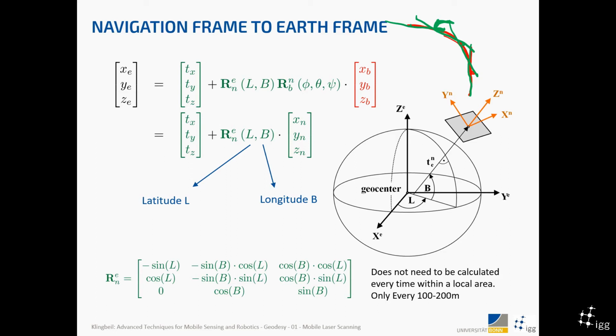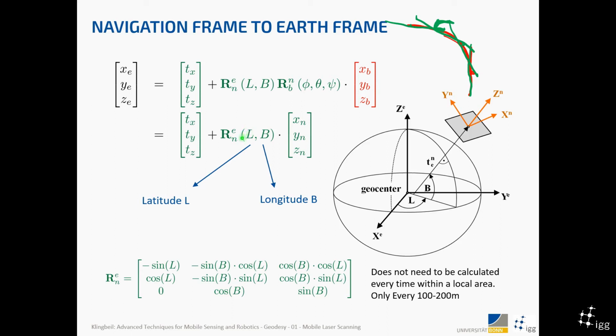But if you stay close in a local area, right, then you don't really need to calculate this rotation every time. So it's absolutely fine to do that only every 100 or 200 meters. Yeah. So this is not a big problem, because the error that you make is basically so small, right, that it is not necessary to do that all the time. You can consider this matrix basically as constant within a certain area. Okay, so we now know how to rotate from the navigation frame into the Earth frame.